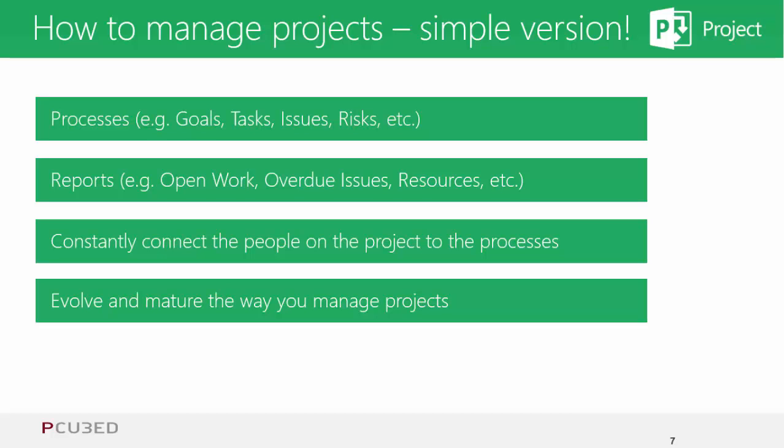So the simple way to look at project management is, number one, you have a set of processes like goals and tasks. Number two, you have a set of reports so you know what's going on. Number three, you're constantly connecting people to the project and providing a way for them to collaborate, which is of course our focus for today. And then there's number four, which is evolve and mature the way you manage projects. Now, changing over time how you evolve your project management, you could almost say that 1, 2, and 3 is how you manage the projects, and 4 is how you change how you manage those projects. And you want Project Online to be able to help you do all of the above.